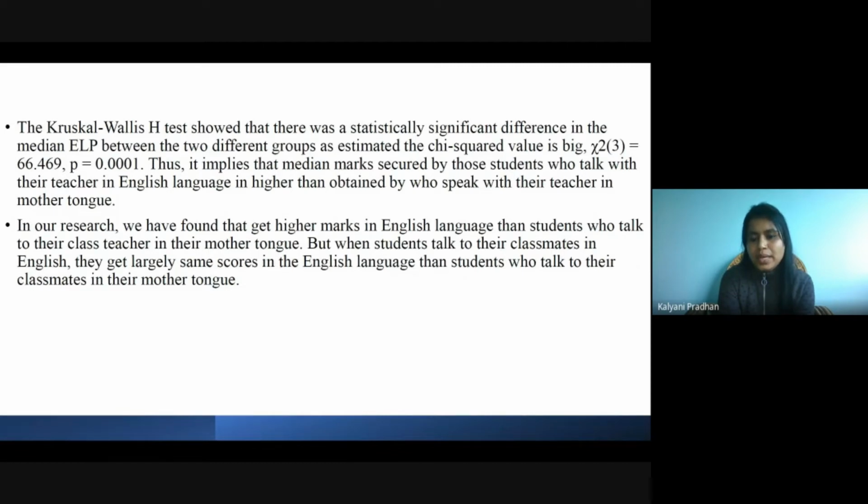As estimated, the chi-square value is big. Chi2 is equal to 66.469, p is equal to 0.001. Thus, it implies that median marks secured by those students who talk with their teacher in the English language are higher than those obtained by students who speak with their teacher in their mother tongue. In our research, we found that students who talk to their class teacher in English get higher marks in English than students who talk to their class teacher in their mother tongue. But when students talk to their classmates in English, they get largely the same score in English as students who talk to their classmates in their mother tongue.